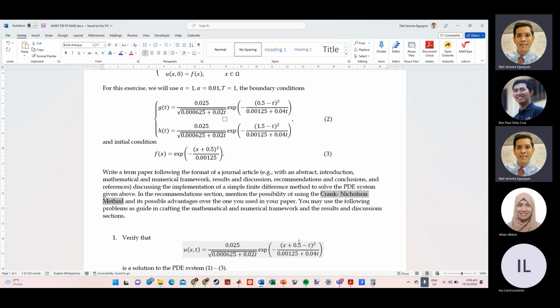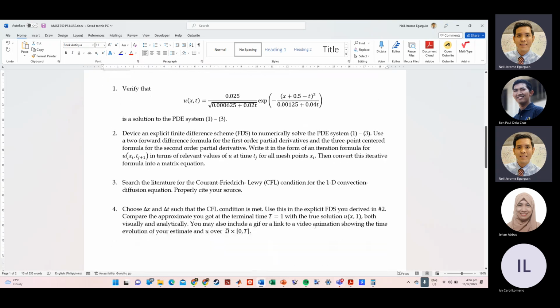You can write: one way to improve the accuracy of the finite difference scheme is to use the Crank-Nicholson method, specified as follows: a short description of the Crank-Nicholson method, and then mention what are its advantages. So pwedeng mag-cite na lang kayo ng sources. Wala na kayong derive. Cite nyo lang yung sources and write it in your own words. Tapos in crafting the mathematical and numerical framework and the results and discussion section, you can follow the following steps.